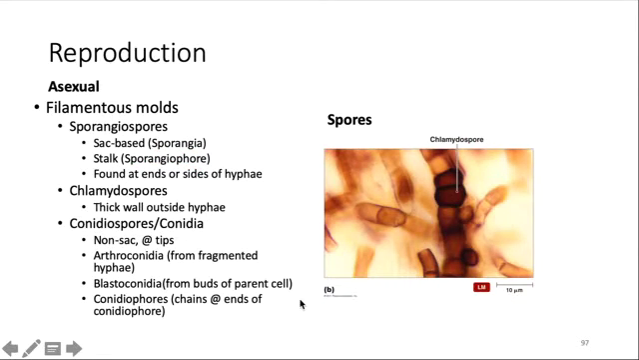Then you have the chlamydospores. The chlamydospores would have the spores in very thickened hyphae. So there is a hypha that is thickened here, and the spores are in here. They may be formed at the ends or in the middle of the hyphae.